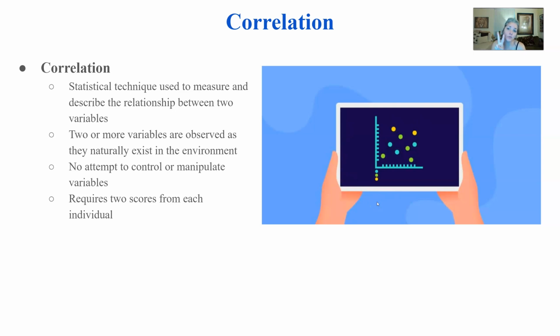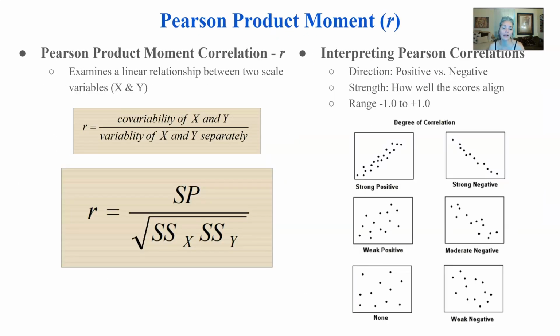So we have to have at least 2 scores from every individual in the study. We can plot those scores. We're not controlling or manipulating anything. We're not comparing groups. We're merely looking at the statistical relationship between the two variables. You may have seen different types of correlations where you have a positive relationship where both scores are increasing together or decreasing together. You might have a negative relationship where one score is increasing and the other's decreasing. Or you can have no correlation at all.